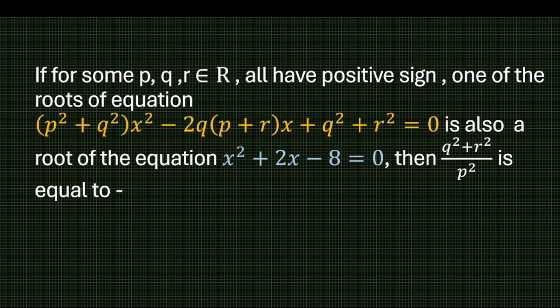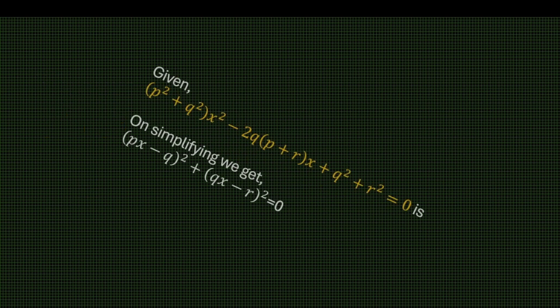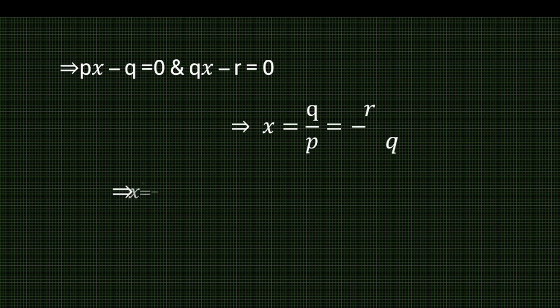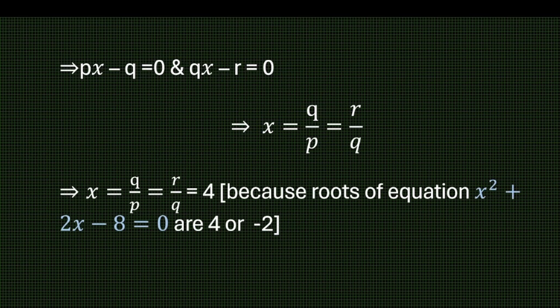and roots of both equation have one common root. So let's simplify this question. We have first quadratic equation and we can simplify this quadratic equation into equation (px minus q) bracket square plus (qx minus r) bracket square is equals to 0. Now we can write px minus q is equals to 0 and qx minus r is equals to 0. It means x is equals to q by p is equals to r by q.